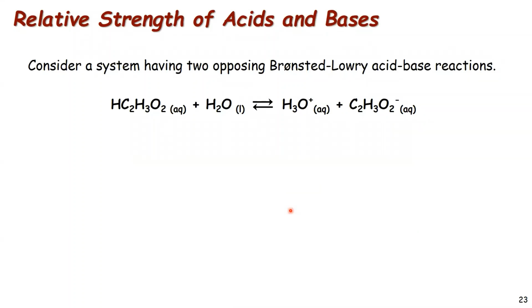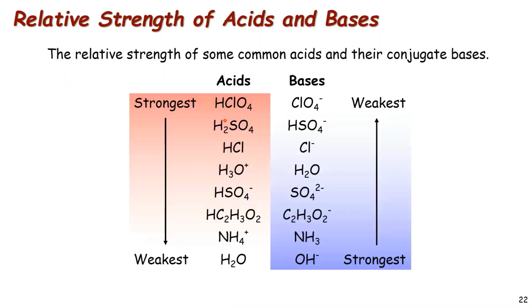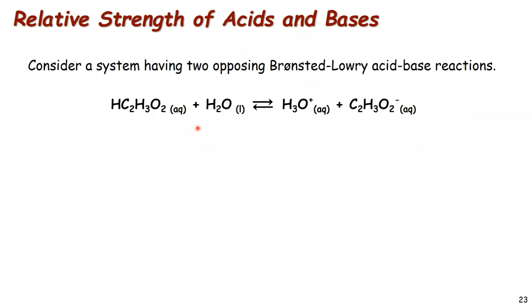Okay, so let's consider a system. We have two opposing Bronsted-Lowry acid-base reactions. We have acetic acid and we have water. Now remember, they can both act as acids. Here's our acetic acid, which is stronger than water. So keep that in mind: acetic acid is stronger than water. Basically what that means is we're going to have an equilibrium because they're both weak. But in this case, the acetic acid is going to give up H+ to the water, and then we have the hydronium ion. So in this case, the water is acting as a base.